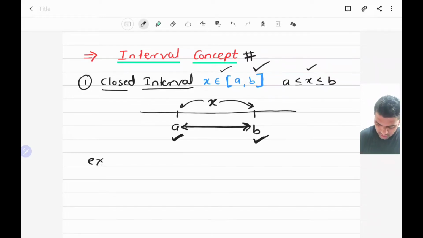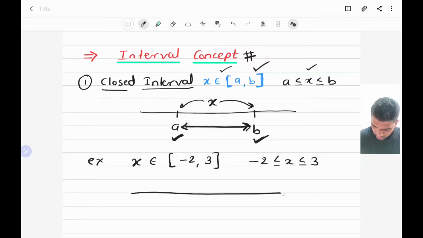Let's understand this with one simple example. Let's say x belongs to the closed interval [-2, 3]. What is the meaning of this? There is one more way of representing it: -2 is less than or equal to x, less than or equal to 3. They want to specify the interval for x. So let's say 0 lies somewhere here, then -1, -2, 1, 2, and 3.